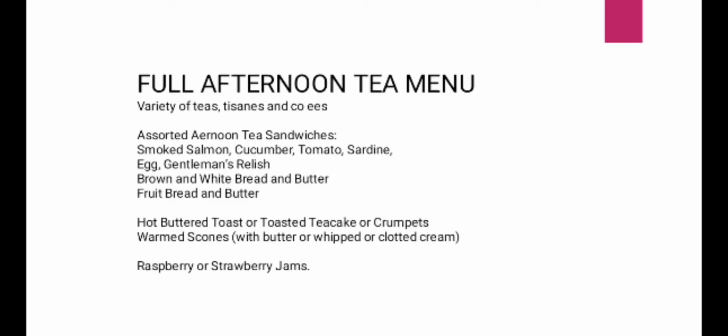Assorted tea sandwiches: smoked salmon, cucumber, tomato, sardine, egg, gentleman's relish, on brown and white bread, and fruit bread and butter. Then hot buttered toast or toasted tea cake or crumpets. Warm scones with butter and whipped or clotted cream. Raspberry or strawberry jams. So that's all for the full afternoon tea menu.